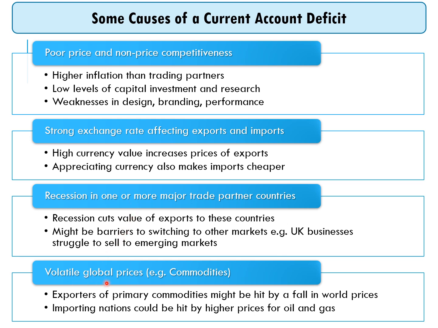The last one is volatile global prices, particularly if it's a country that imports or exports primary commodities, things like metals and foodstuffs. If the prices are quite volatile, they might suddenly be hit by a fall in price, and therefore the value of their exports goes down.